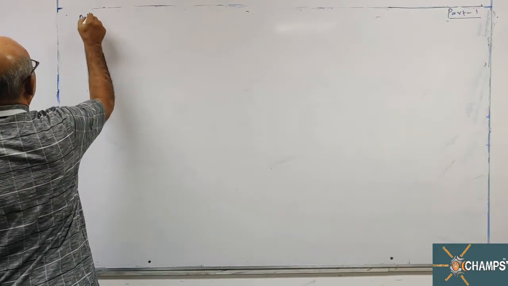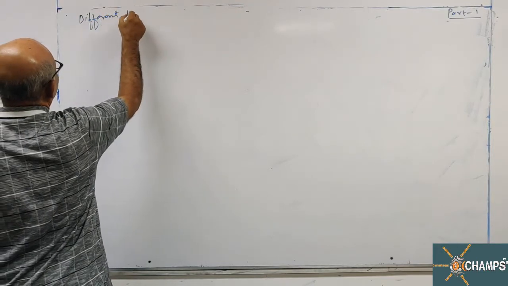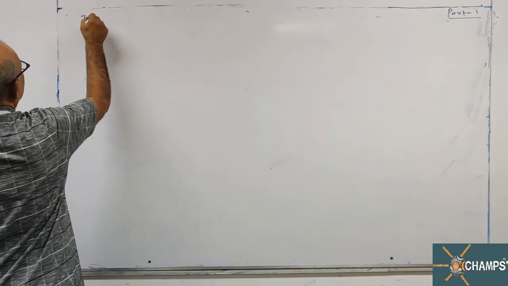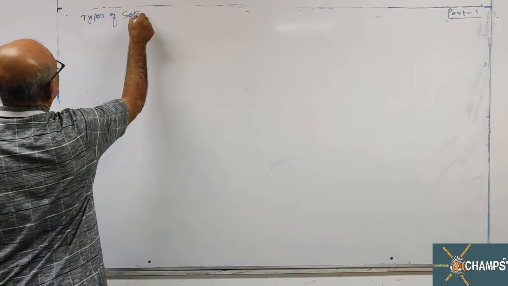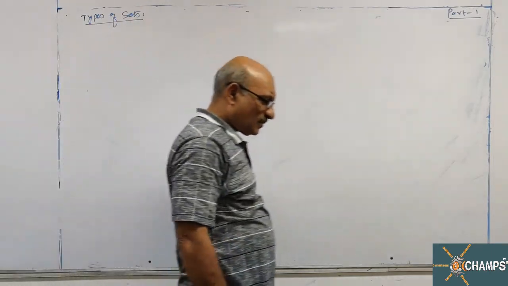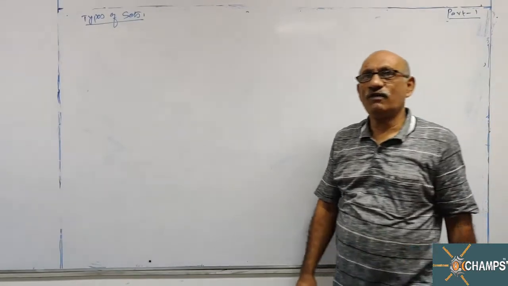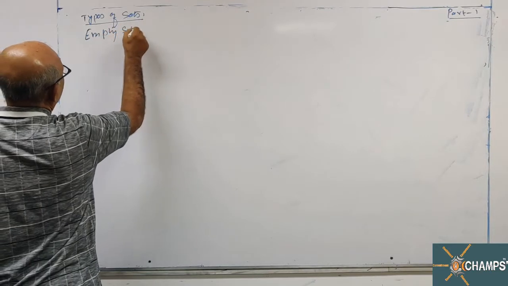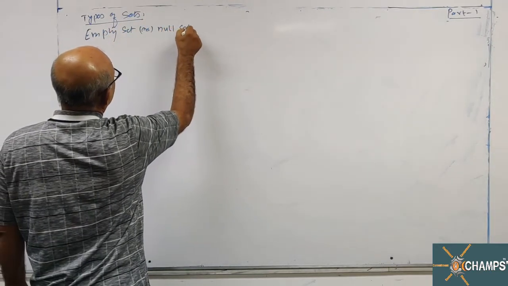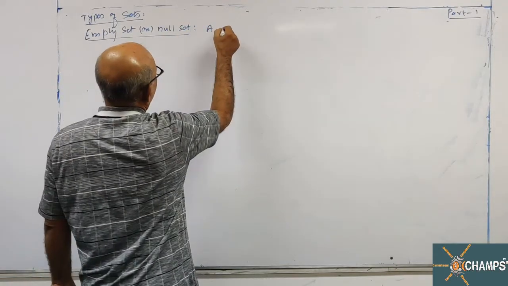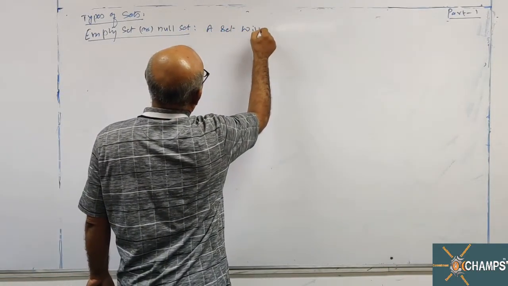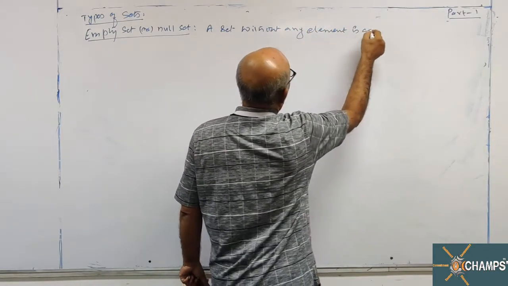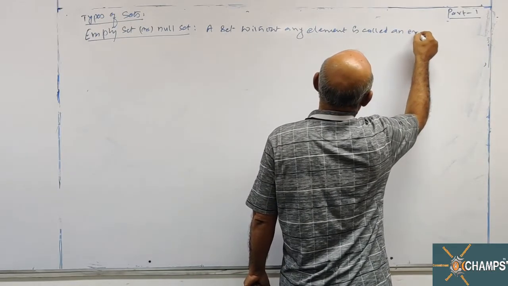Different types of sets, or simply types of sets, you can say. Types of sets. First one is empty set or null set. A set without any element is called an empty set.